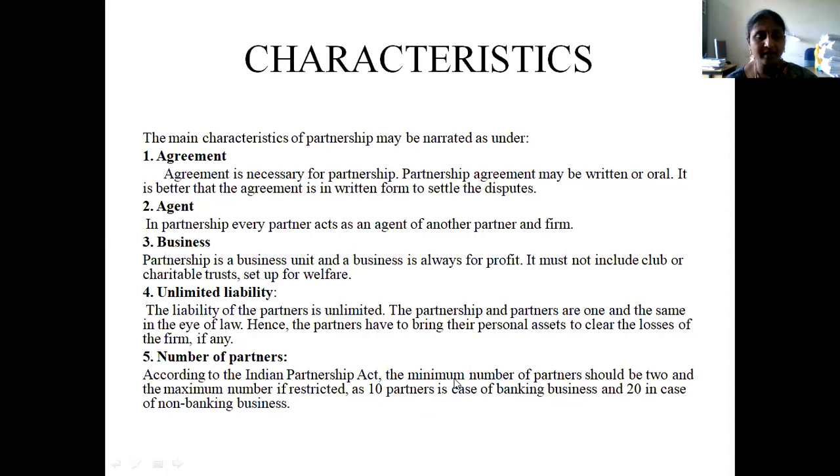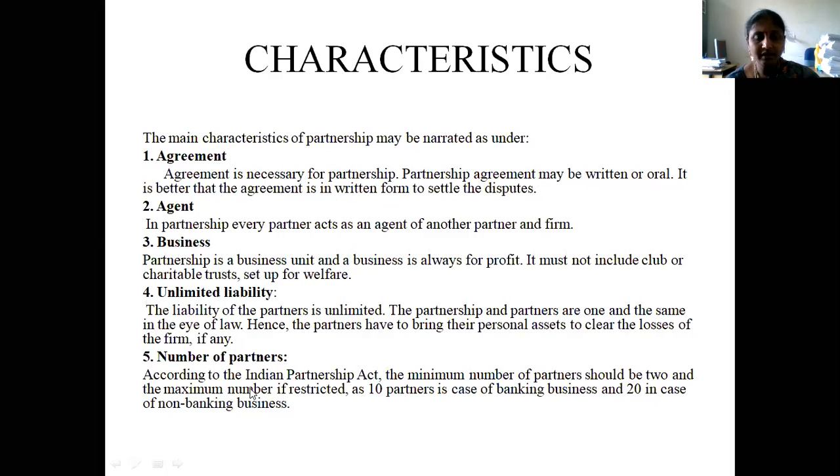So what is the maximum number of partners in a partnership business? 20. And the minimum? 2. So if it is banking related, only 10 partners. If it is non-banking related, the partners are 20. These are some of the characteristics. Agreement, agent. Each and every individual partner acts as an agent for another partner. Agreement means we take an agreement from all the partners, put our signatures in that agreement, and prepare the written form of that agreement.